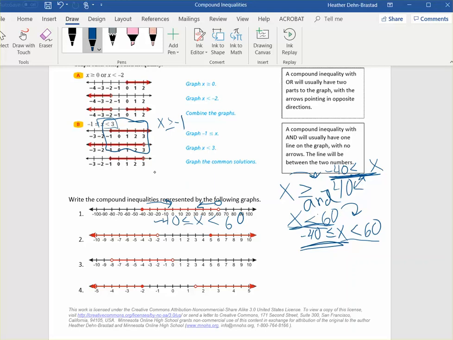The or ones are a little easier. You just have to figure out both parts and put or in between them. So in number 2, this first part of the graph on the left side is showing x is less than -2. Then you put your or, and on the other side, this is showing x is greater than or equal, because it's a solid dot, to 5. That's it for number 2. So the ors are a little bit easier to write.